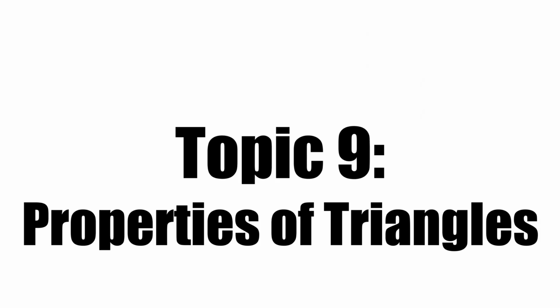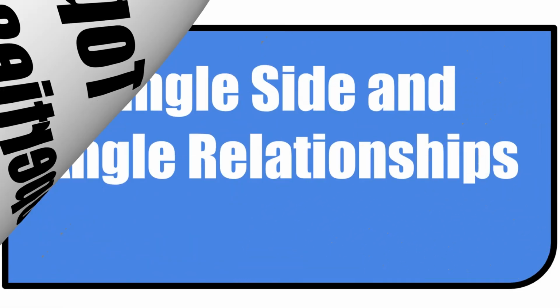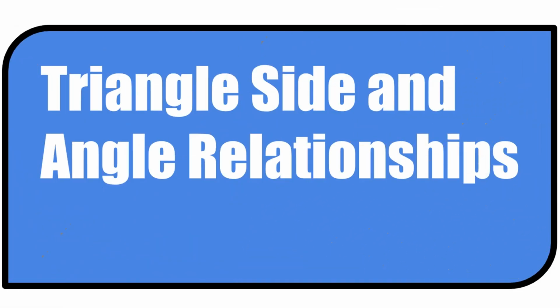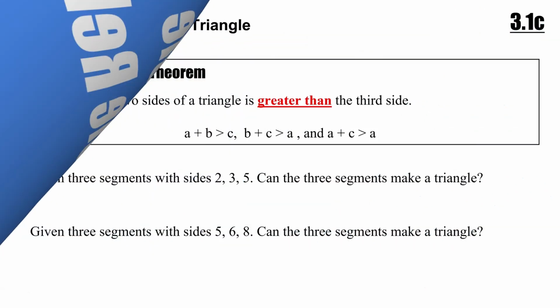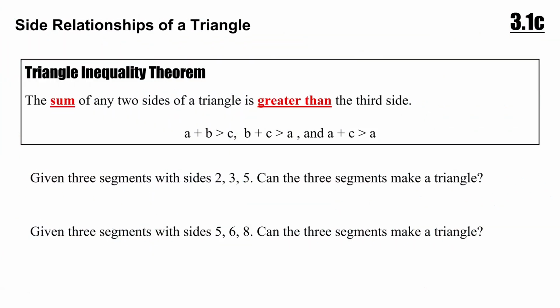The next topic will be over properties of triangles. This lesson will be about the properties of a triangle's sides and angles. According to the triangle inequality theorem, the sum of any two sides of a triangle is greater than the third side. In reality, in order for three segments to make a triangle, the two smaller segments must add up and be greater than the third side.